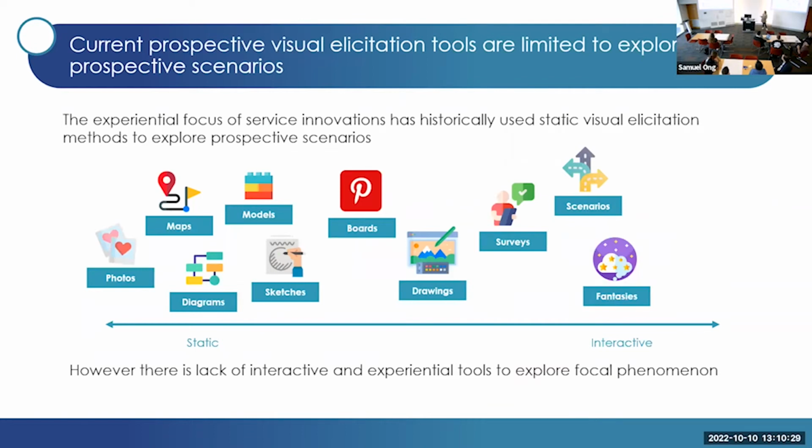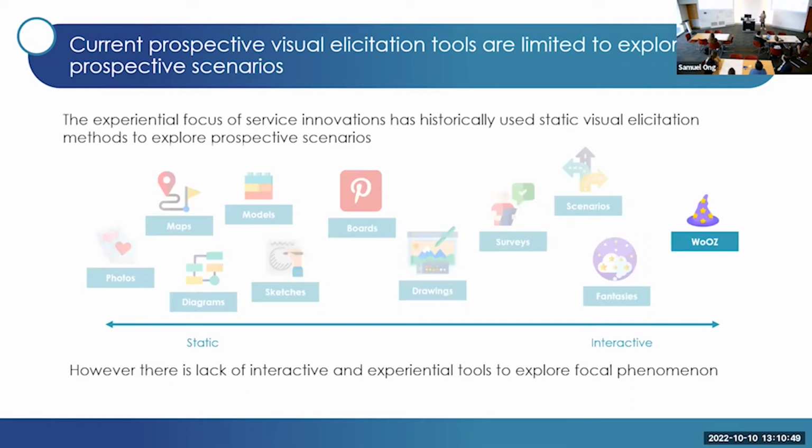And then when we look at the kind of spectrum that we have available of visual stimuli for research, you can see that it's very static. We have photos, we might describe diagrams, or even maps and models. And the closest we get to in terms of that experiential component is scenarios, maybe fantasies, kind of dream-like things. And so where we place the Wizard of Oz simulations is right on the edge of interactive as we're trying to get to a more immersive lens.